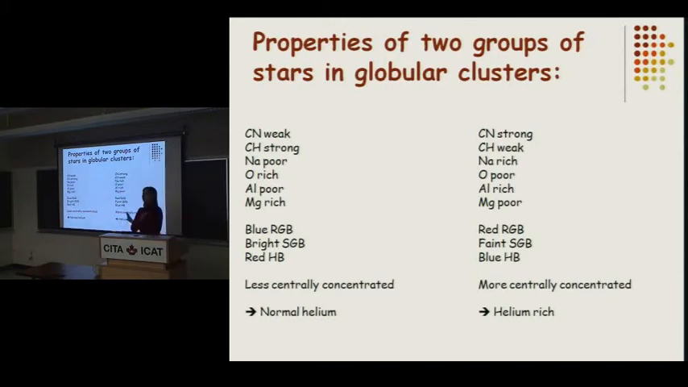Turn-off stars have done absolutely nothing in their lives. They have not evolved in any particular way. They can't change their surface abundance by themselves under everything we know about stellar evolution. So this is inherent in the birth of these stars. Something has changed about the gas they formed from. The other group is opposite in all these things. And the implication, mostly from the color-magnitude diagram studies, is that these are helium-rich.